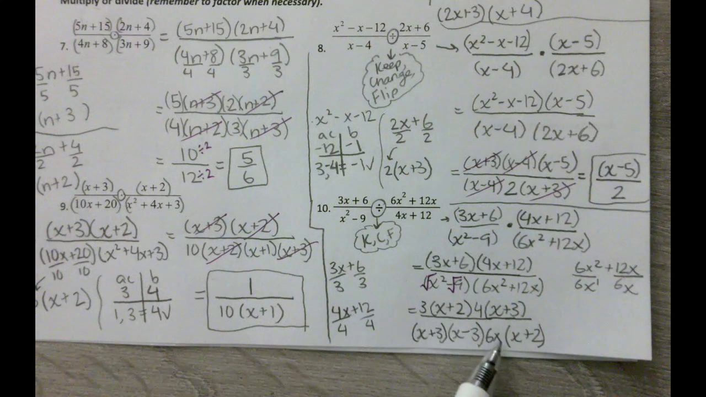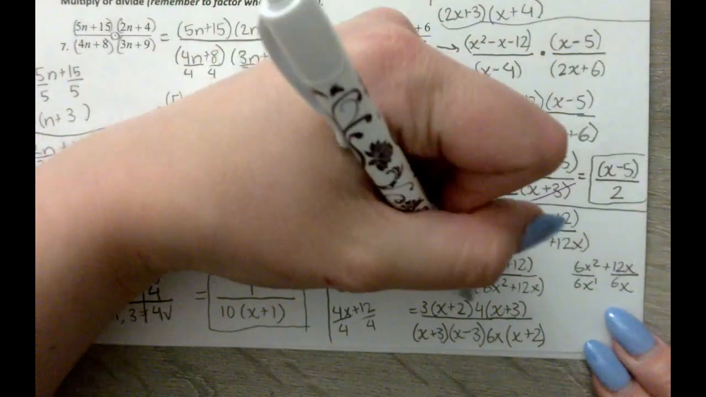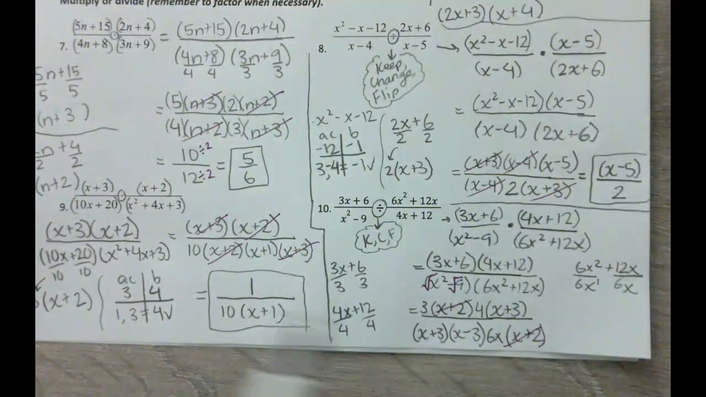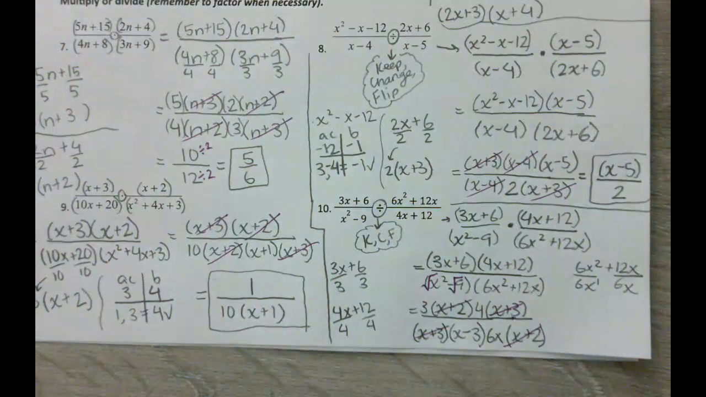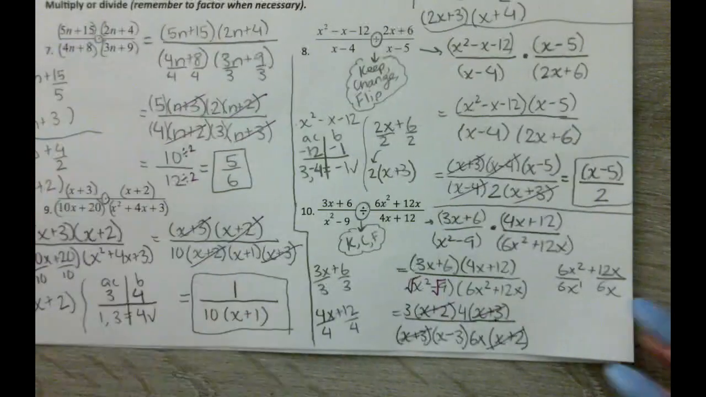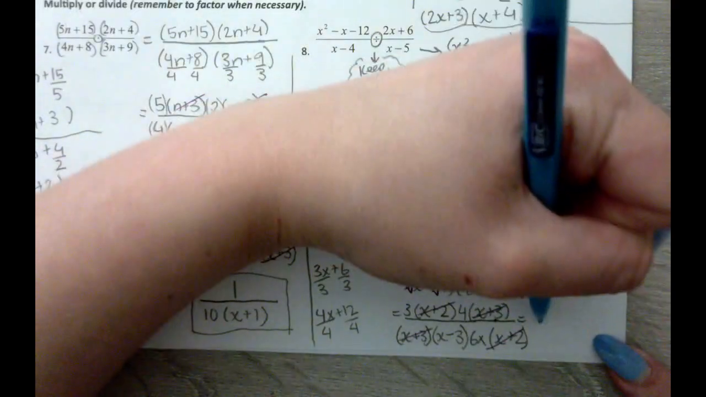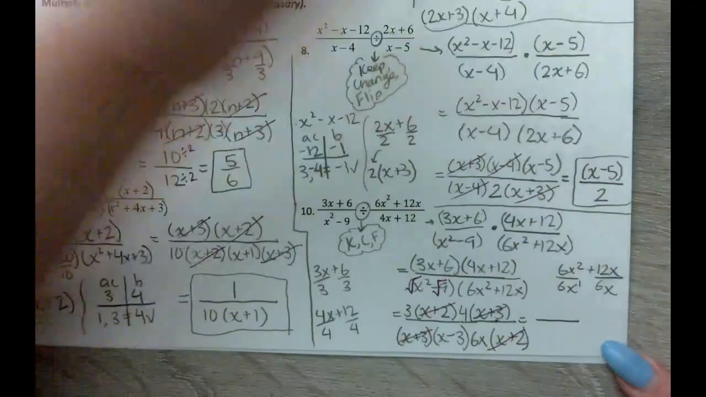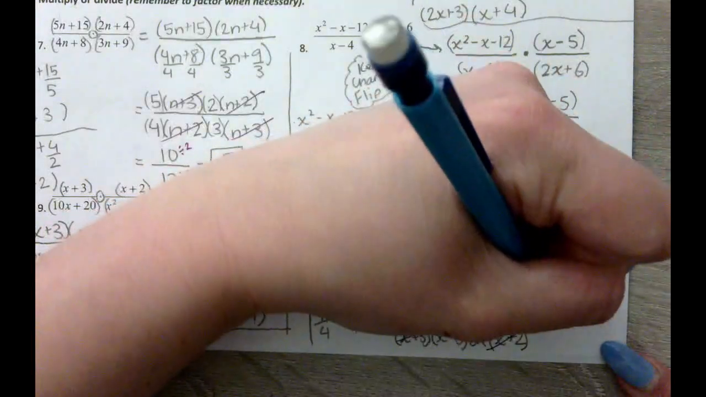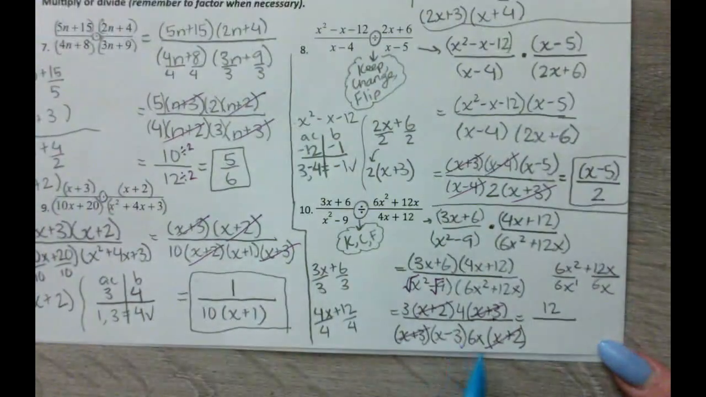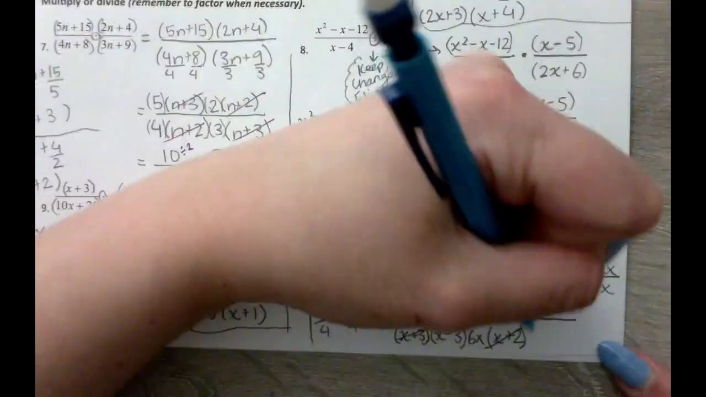I'm going to handle the numbers separately, so I'm not going to do anything yet with that. X plus 2 on top and bottom, it cancels. X plus 3 on top and bottom, it cancels. That's all I can do for the moment, so I'm going to write what I would think would be my final answer, but it's not. Make sure you're careful with that. 3 times 4, that's 12. And then I've got 6x times x minus 3.